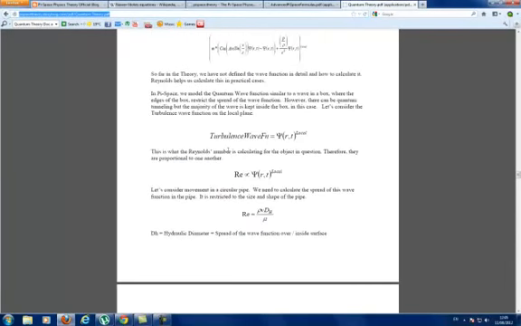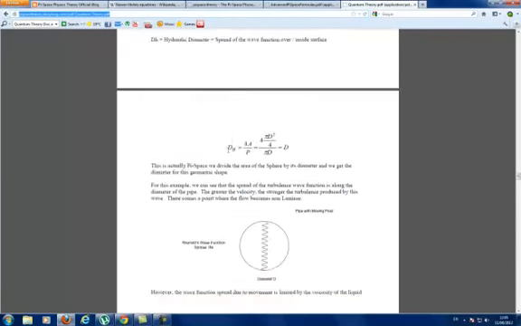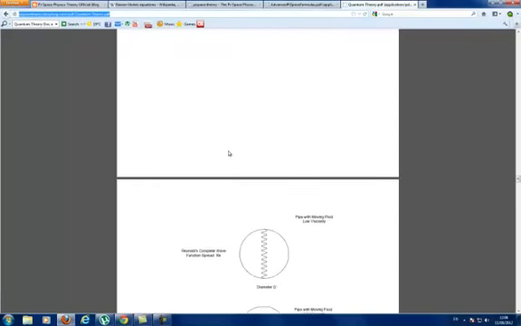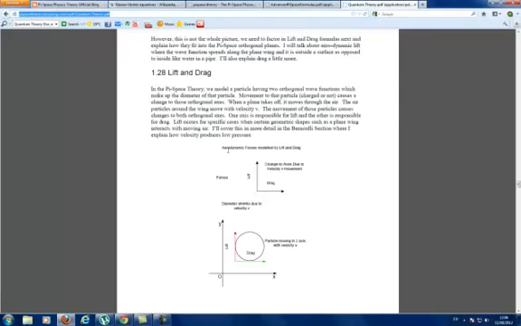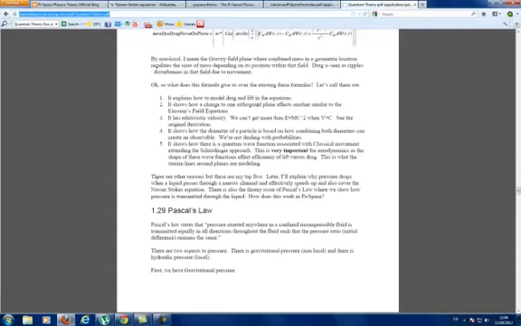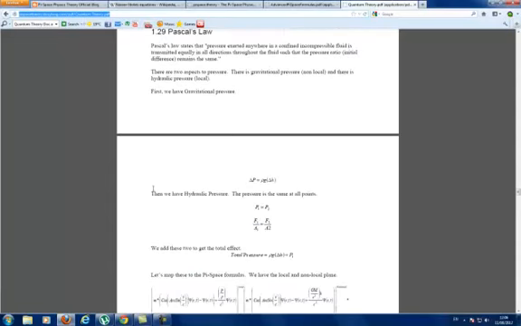I explain later in the document, I won't go into too much detail, how the Reynolds number is just about how the wave function is suppressed due to viscosity, right? I talk about lift and drag. I won't go into that in too much detail here. It's in the document. Then I talk about Pascal's law. This is a pretty important law.